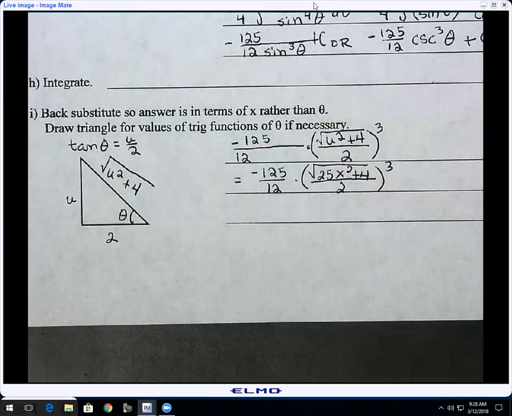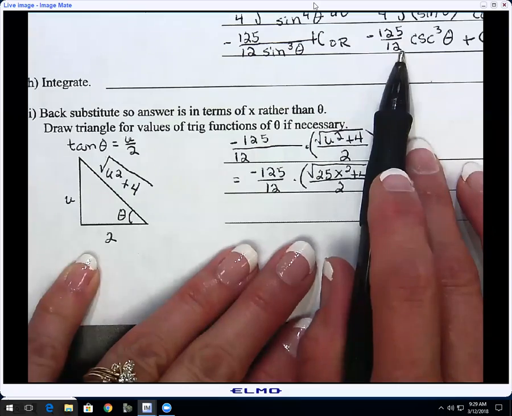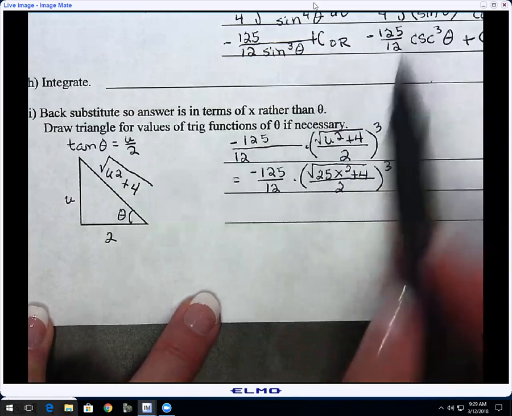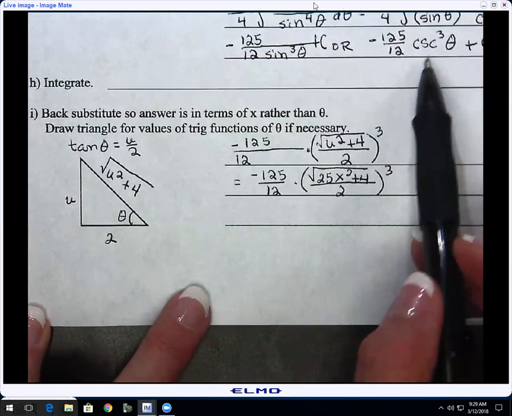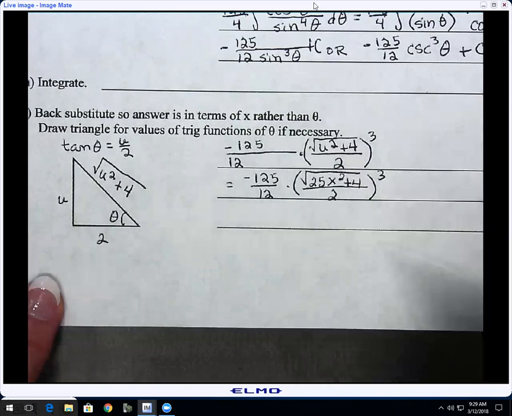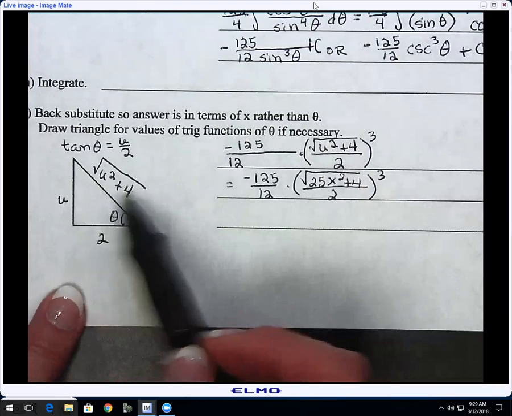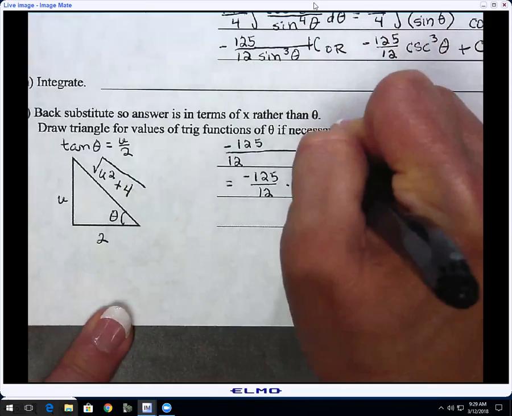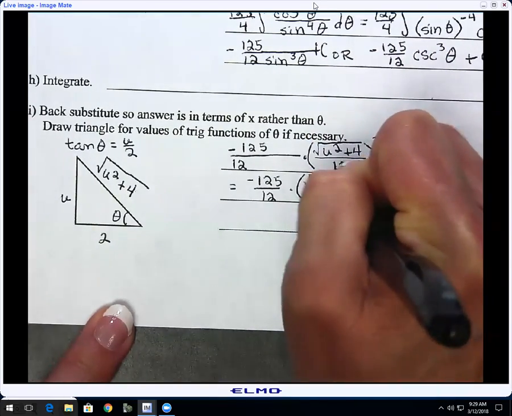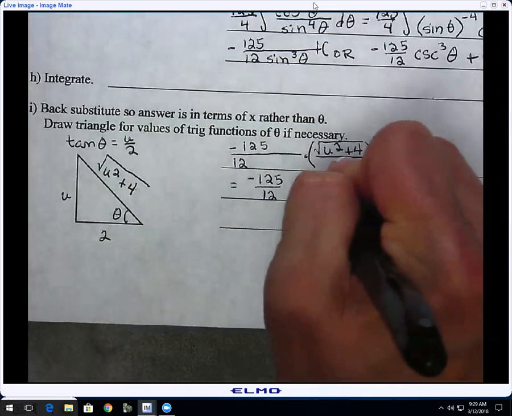Why is it over 2? I was just wondering that myself. I just noticed, why is that over 2? Let me see. I was looking for something to put in place of cosecant. Cosecant would be this guy over u, not that guy over 2. And then in place of that u, I just put 5x.